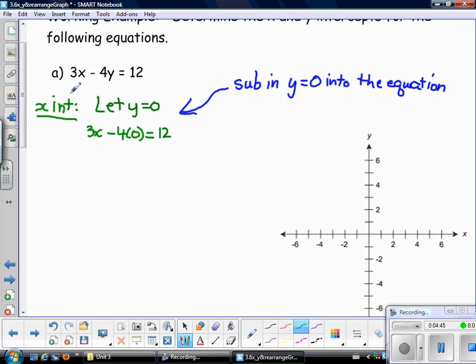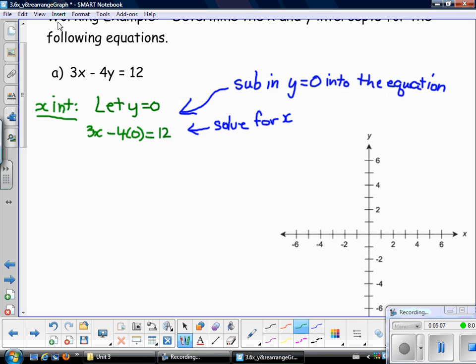Now remember what we're trying to find. We're trying to find the x-intercept. So at this stage, we're solving for x. Okay, and again, that comes back from our last unit. So we're solving for x. And solving for x might take us a few steps, depending on what the equation says.